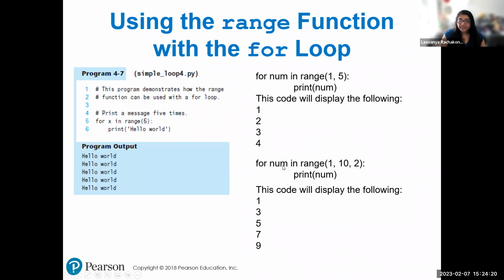So when you are printing for num in range 1, 10, 2, the first iteration, the num value will be 1 because that is the starting limit. Second iteration, num value will be 3 because the step value is 2. So 1 plus 2 is 3. You are printing the 3 number. Next, 3 plus 2 is 5. 5 plus 2 is 7. 7 plus 2 is 9.